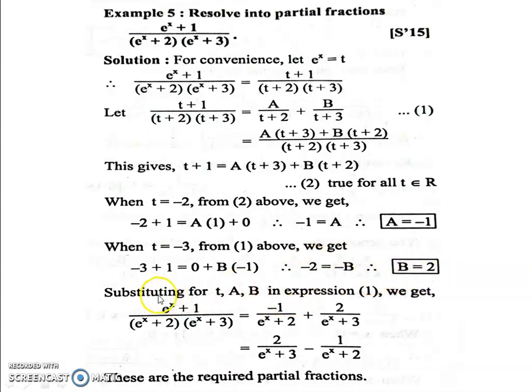So we put the values of A and B in equation number 1. So the t value is e raised to x: e raised to x plus 1 upon (e raised to x plus 2)(e raised to x plus 3) is equal to minus 1 upon e raised to x plus 2 plus 2 upon e raised to x plus 3. So the final answer we write with the first positive term: 2 upon e raised to x plus 3 minus 1 upon e raised to x plus 2. So if e raised to x or sin x or tan x is given, we have to put only the t parameter and apply the rule of partial fractions for the non-repeated method.